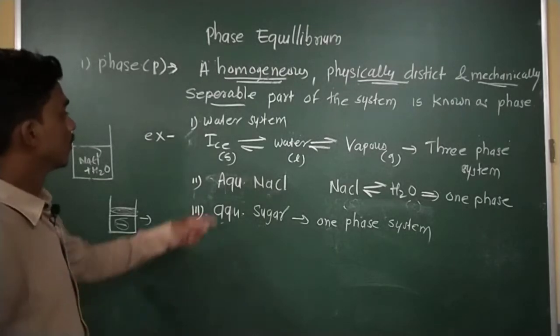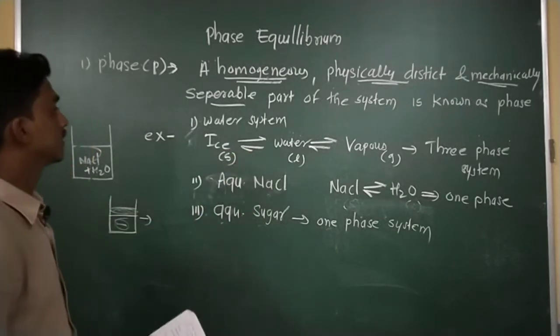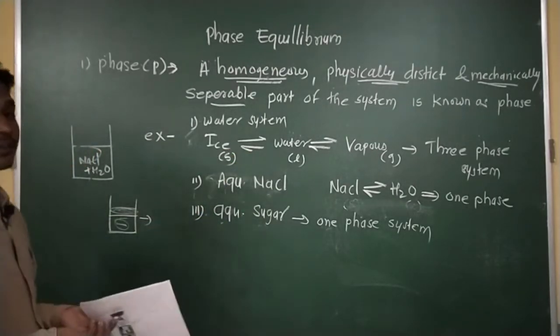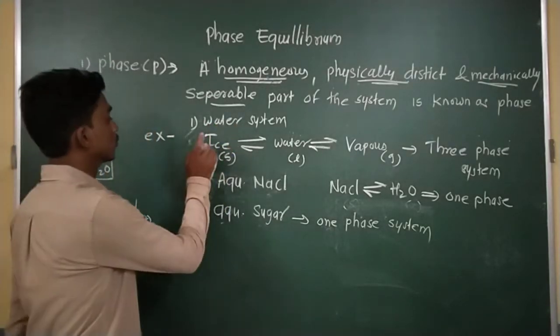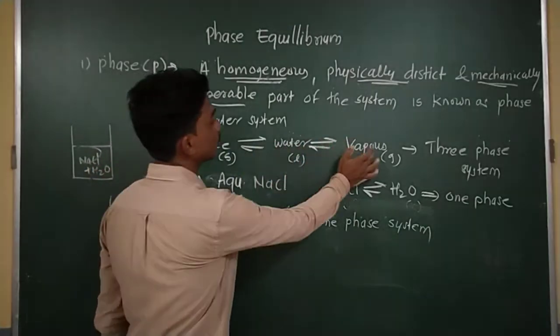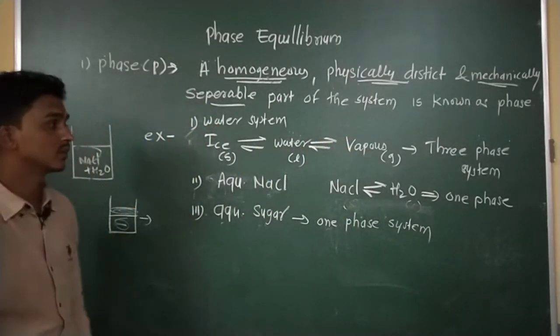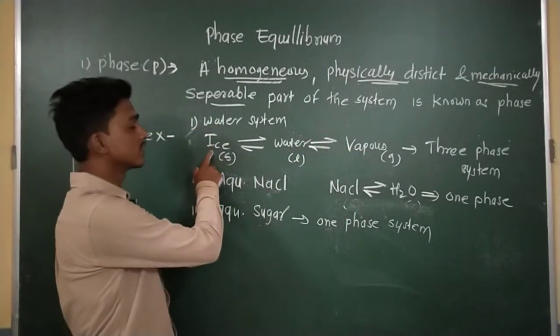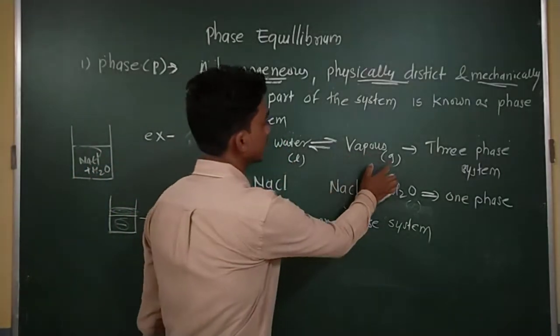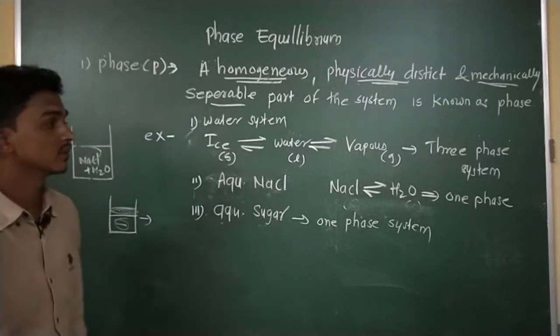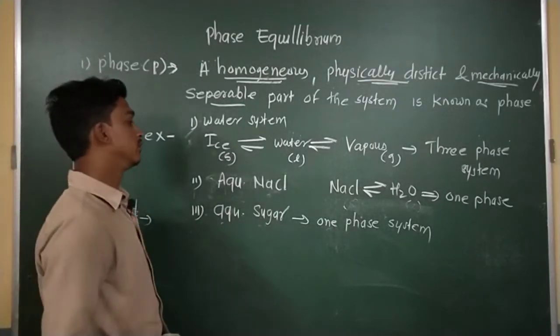Okay, so on the basis of this we can predict how many phases are present in the given systems. If suppose a water system is given to you, water system is what? Ice, water and vapor. These are the three states of matter: ice exists in the solid state, water exists in the liquid state, vapor exists in the gaseous state. So we can say this is a three phase system.